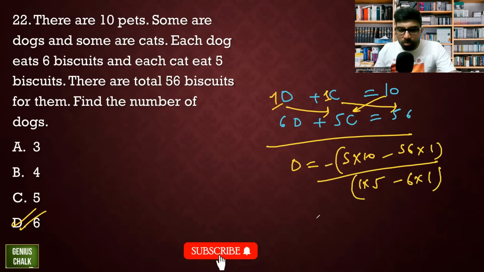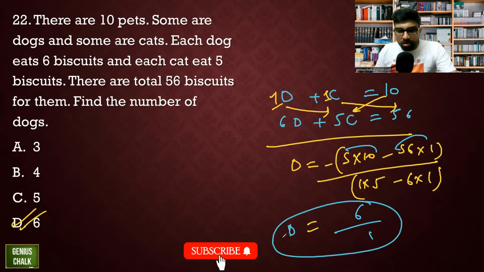So basically overall it is mod. So this is, we can find D, right? So this is 50, this is 56, this will be 6 minus, and it is 1. So the number of dogs will be 6. Okay, this is also mod, so this is in mod.